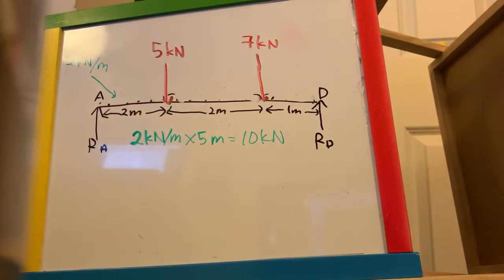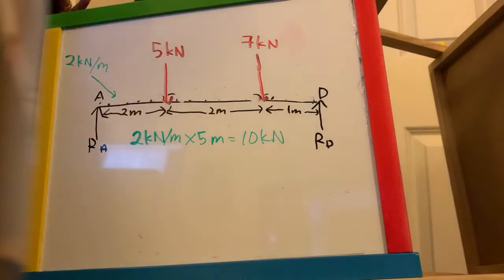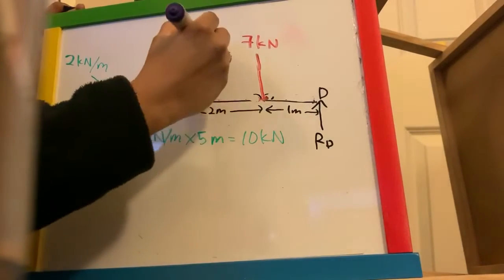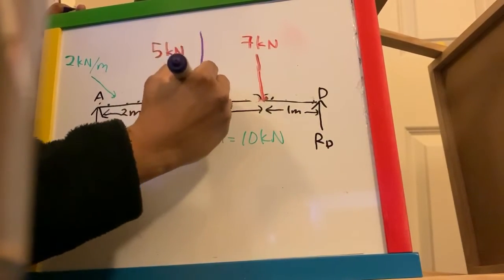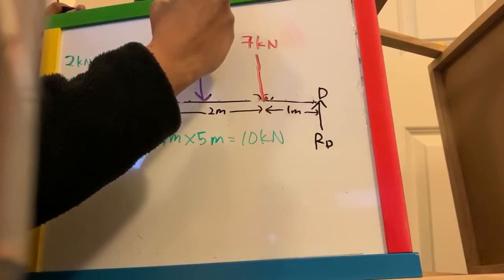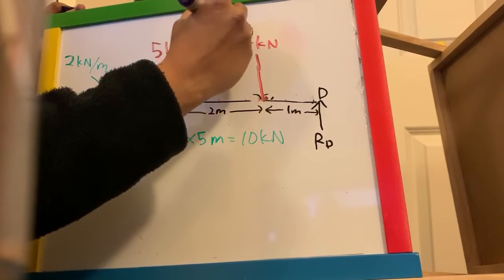And it will be represented by a single arrow in the middle of the distance that it covers, which is in the middle of the beam. So I'm going to use the purple ink to show you that. That should be 2.5 meters somewhere there. That will be 10 kilonewtons.